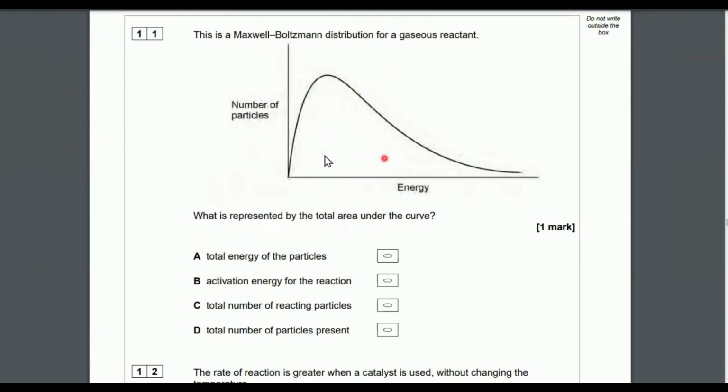Is it the total energy of the particles? Is it the activation energy for the reaction? Well, hopefully we know that activation energy is normally represented by a dotted line there. The total number of reacting particles, the total number of particles present. Obviously, the only particles that can react are these ones after the activation energy. So it's not going to be the total number of reacting particles. It's actually D, the total number of particles present.